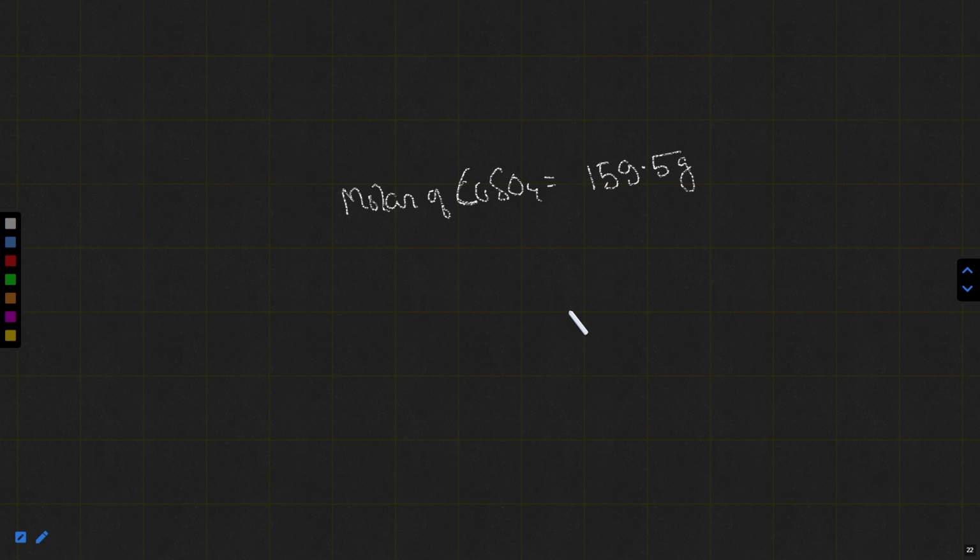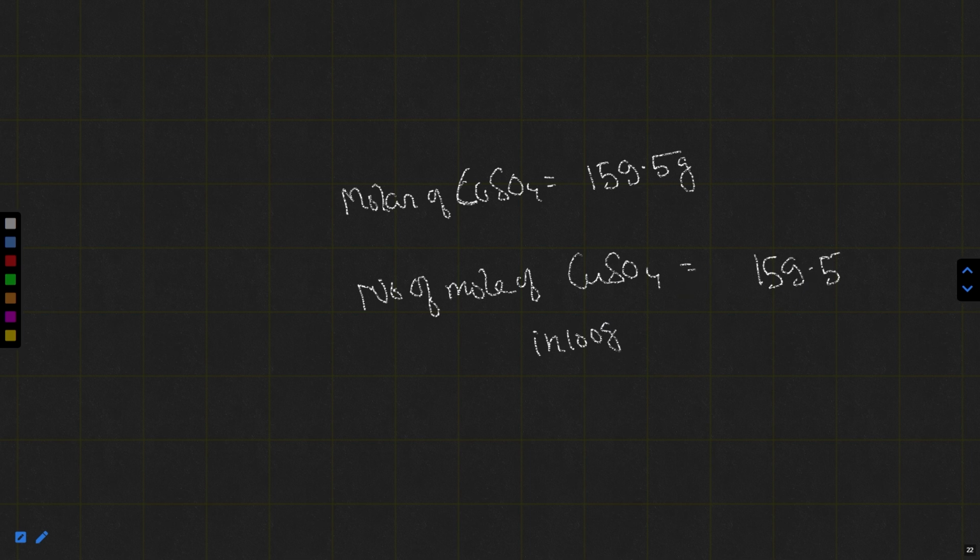Now next, we are given 100 gram. So number of moles of CuSO4 in 100 grams would be how much? Sorry, number of moles is given mass, that is your 100 gram, divided by molar mass, that is 159.5. So this is the number of moles that is present in 100 gram of CuSO4.